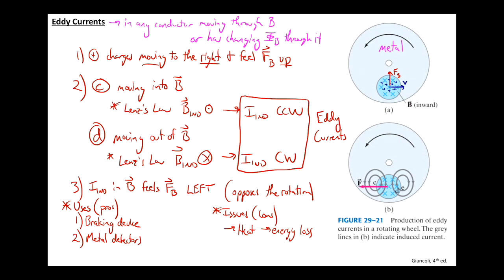The C and the D, they are both under point 2. They're just trying to indicate certain regions of the metal that we're discussing. So point C just indicates a little piece of metal that's right in this area that's about to enter the magnetic field. D is a little piece that's in the magnetic field and about to leave it.